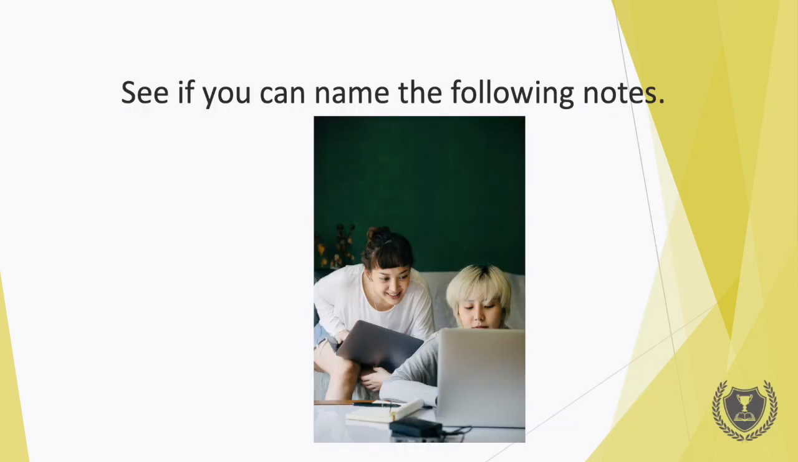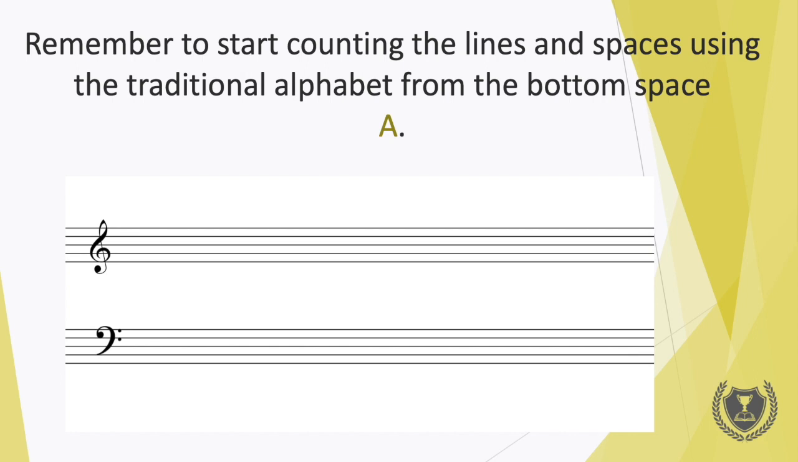See if you can name the following notes. Remember to start counting the lines and spaces using the traditional alphabet from the bottom space A. Here comes the first note. It is a G. Here is the second note. It is a D. Here comes the next one.